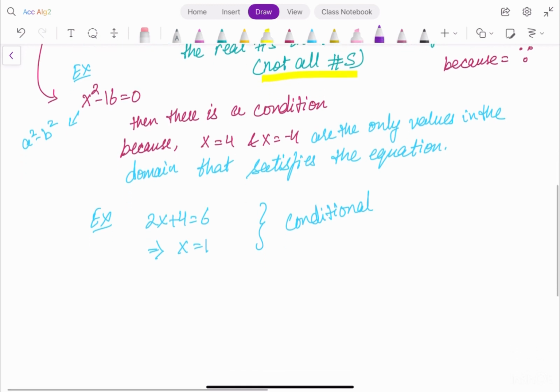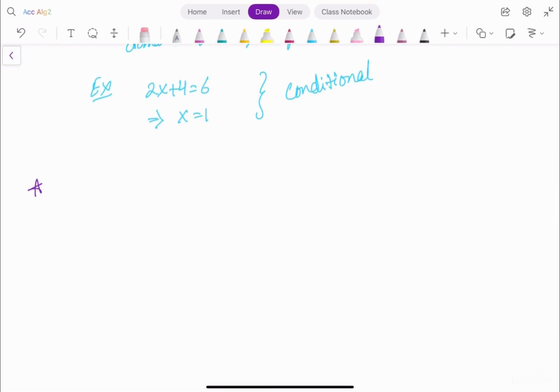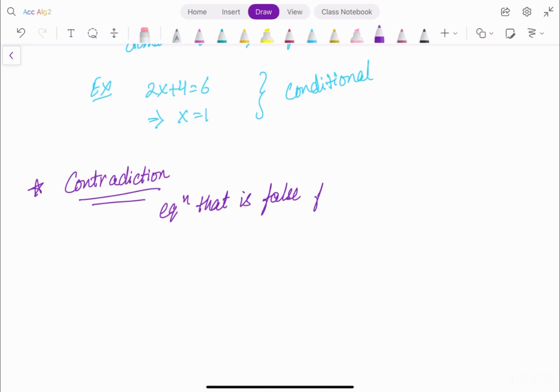There is another type of equation that is called a contradiction. So contradictory or contradiction equations. What are they? In this case, we are looking for an equation that is false for every real number in the domain of the given variable. So the emphasis is on false. Nothing is true for every real number.